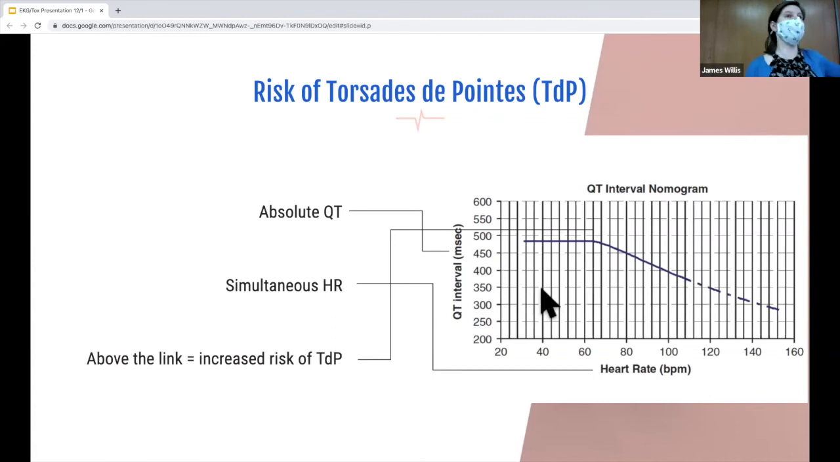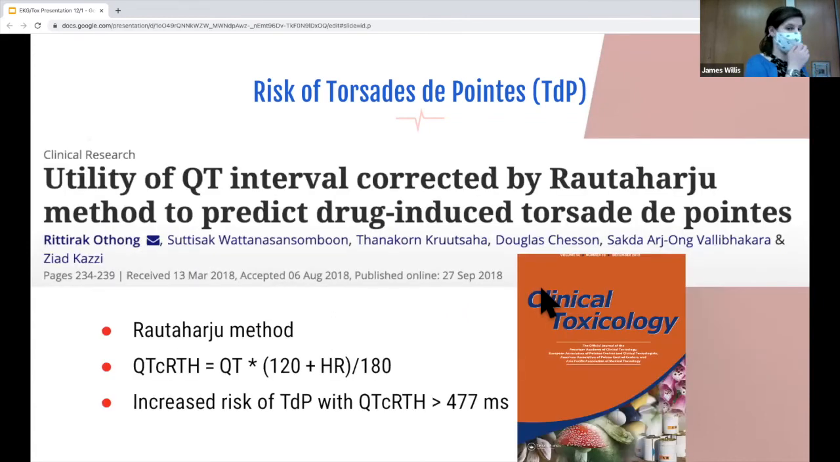And if you don't feel like plotting a graph while you're on shift, you can try the Rautaharju method. This is a study that came out 3 years ago. It has not been externally validated from anywhere I could find, but it's a method that was compared to some of the more traditional cardiology methods of calculating QTc. And they found that if your Rautaharju QTc is more than 477, you have an increased risk of torsade. Obviously, you can see it's the QT related to the heart rate, and then they have a coefficient there.